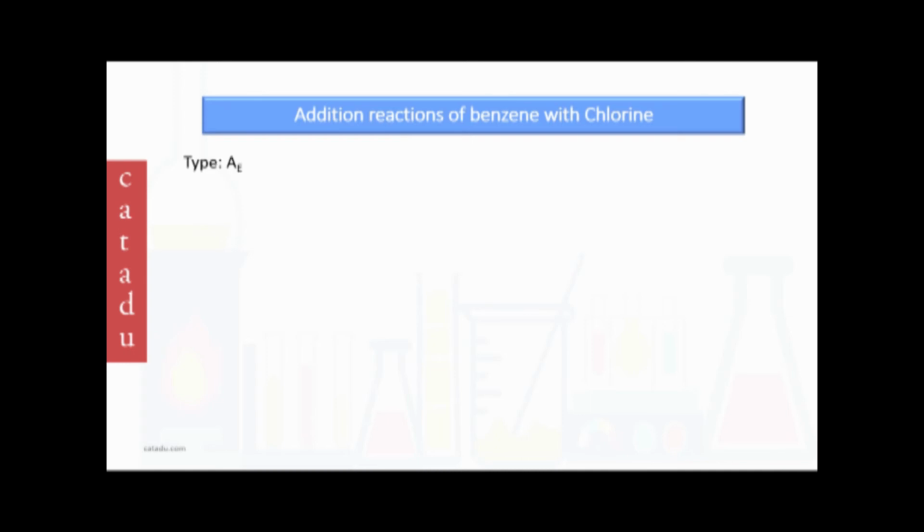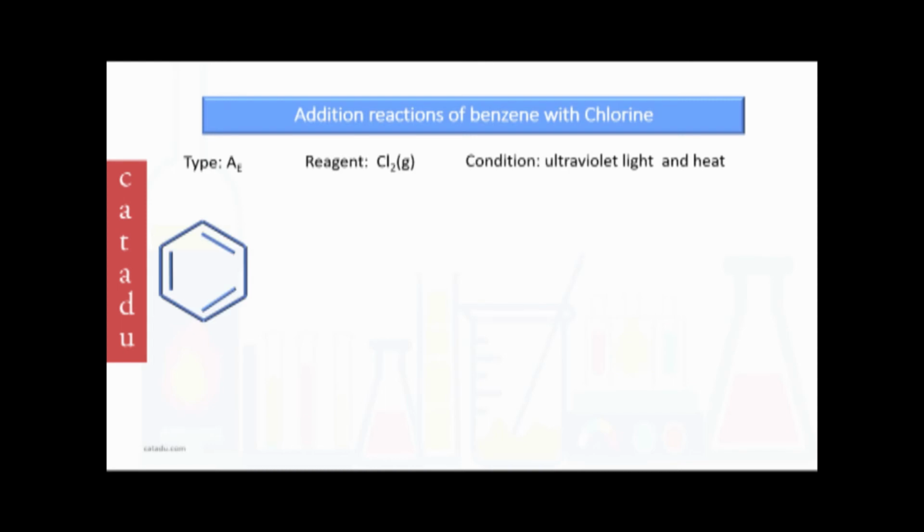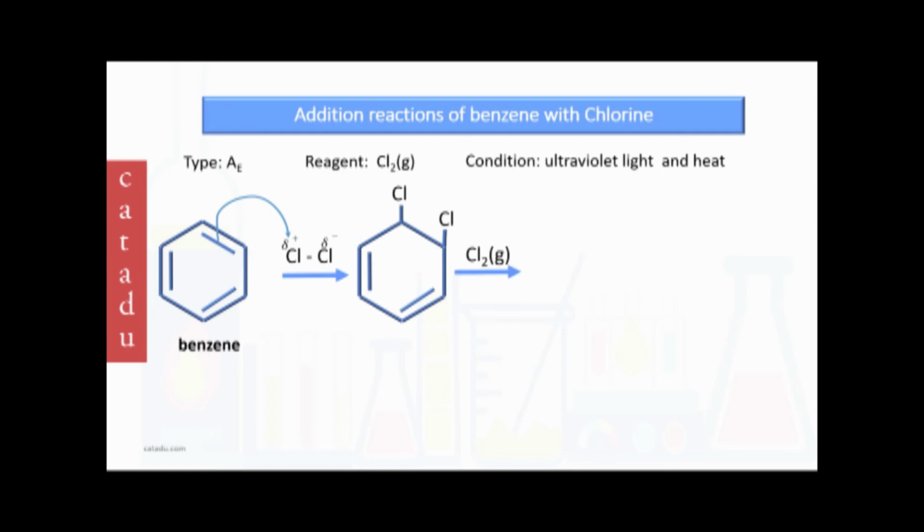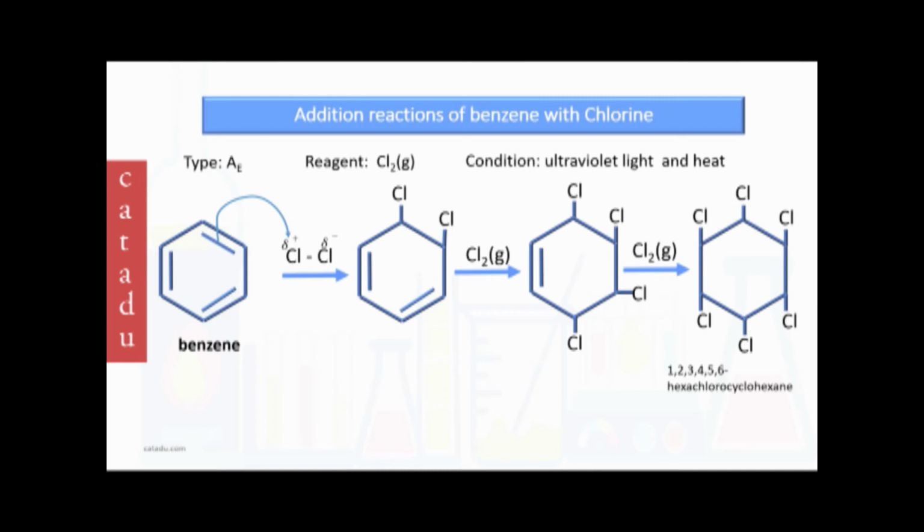Addition reaction of benzene with chlorine. If you see here, this is an electrophilic addition reaction. Reagent is chlorine gas, condition ultraviolet light and heat. In this reaction, pi electrons from benzene are attracted towards the electrophile and making the compound. And again, another 1 mole of chlorine gas is added there, and finally the third mole of chlorine gas is added, and we are getting hexachlorocyclohexane.